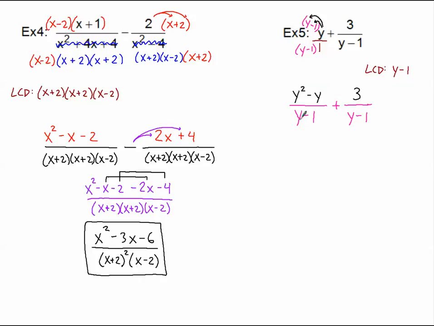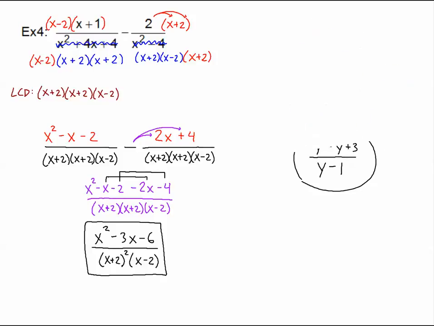Now that I see that I have the same denominators, I can combine these two fractions into one just by adding the numerators. I know I'm adding. Y squared minus y plus 3, and that's actually going to be where we stop. Again, you could try to factor this, but it doesn't. So we're finished with those.